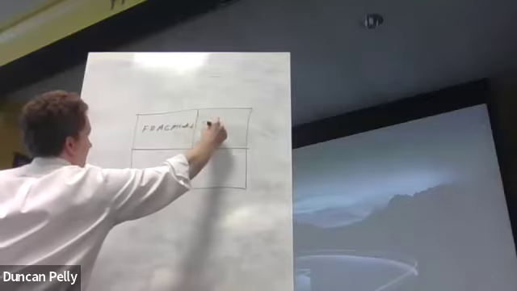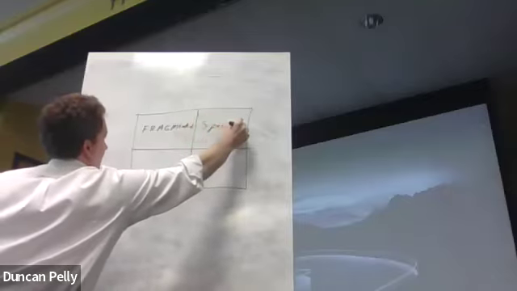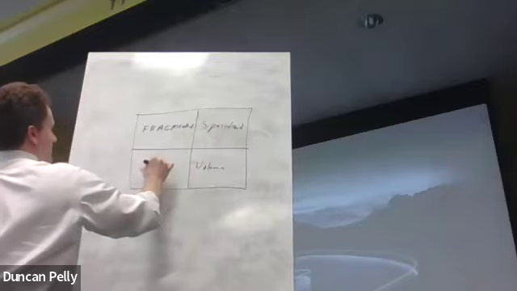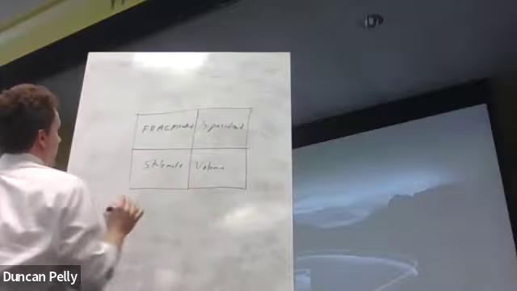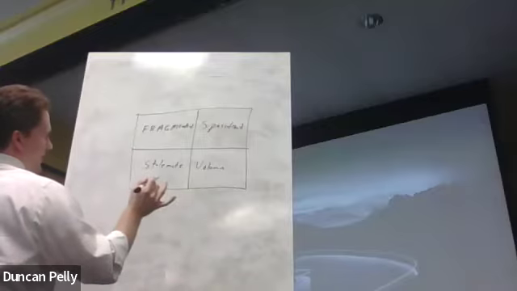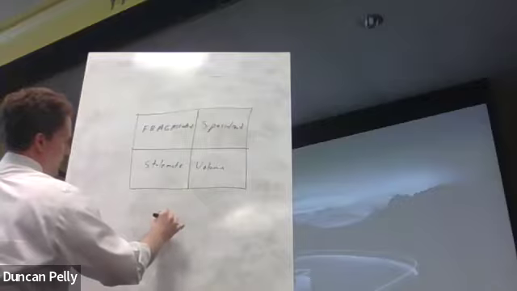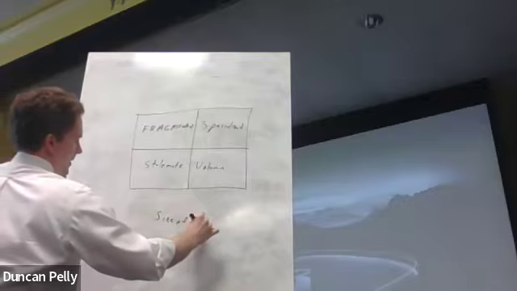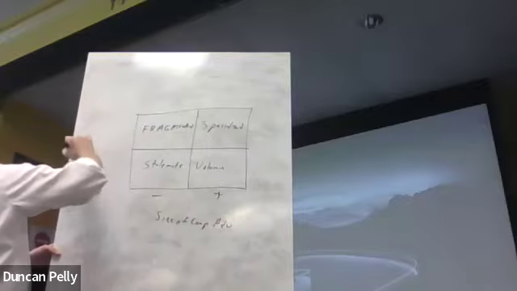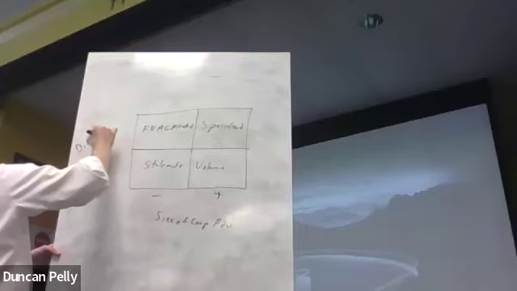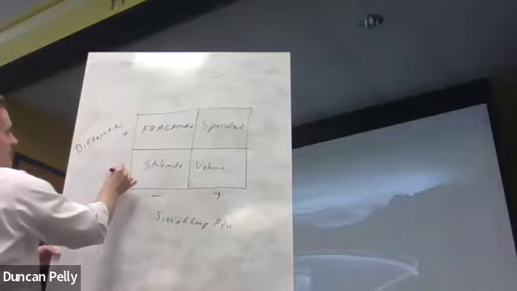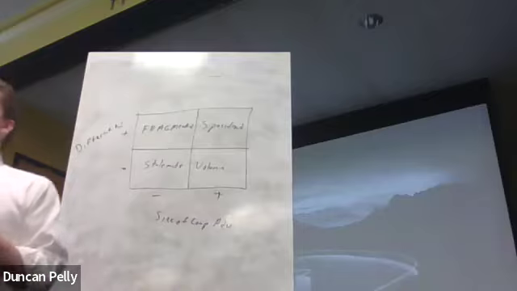Okay, so we got fragmented. We have specialized. We have volume. We have stalemate. We have size of competitive advantage. Scope for differentiation. Okay. You guys remember this?